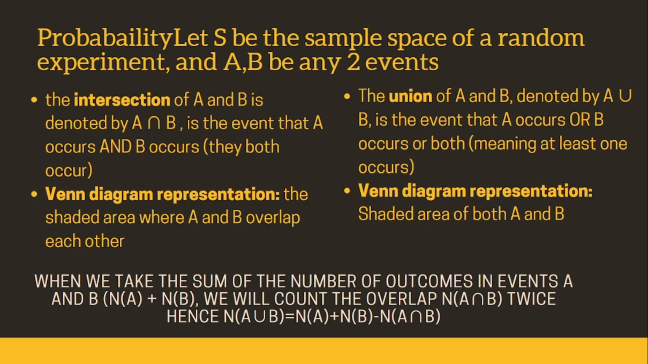So the first part is about probability at a very general basic level, as to what we learned in secondary school. In terms of probability, we let S be the sample space of a random experiment, and we let A and B be any 2 events. The intersection of A and B is denoted as such, and this means that both A and B will occur at the same time.